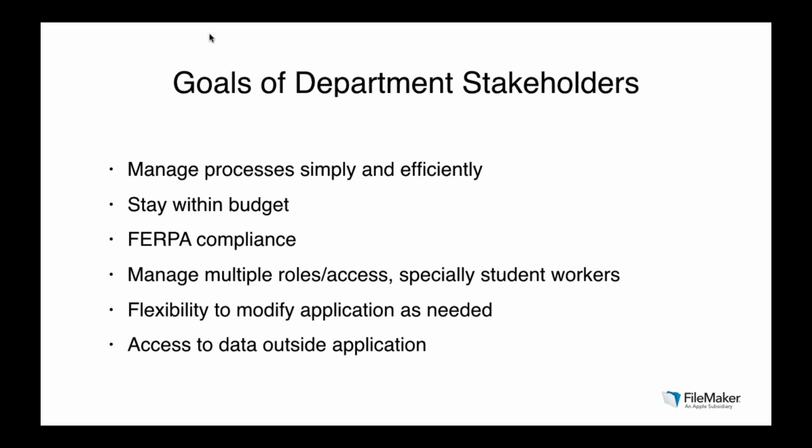So when we talk to departmental stakeholders at universities, these are some of the things that we find out are really important to them. Obviously, the most important thing is they have a job to get done or they have a mission to fulfill. And so they need to manage everything that goes into that as easily and efficiently as possible. They obviously also have budgets and they can't stray from those budgets, especially in public institutions. So they want to know that they can stay within a budget.